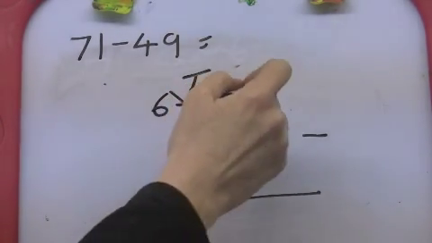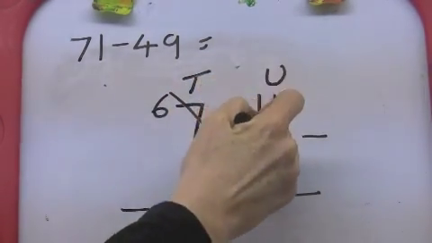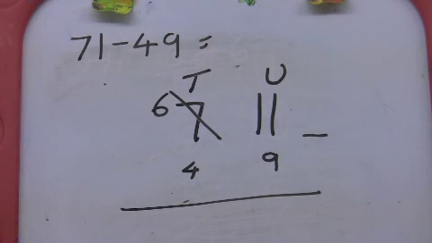7 take away 1 ten is 6, and carry it across, 1 in front. 11 take away 9 is 2. And 6 take away 4 is 2. Answer 22. I hope you got it right.